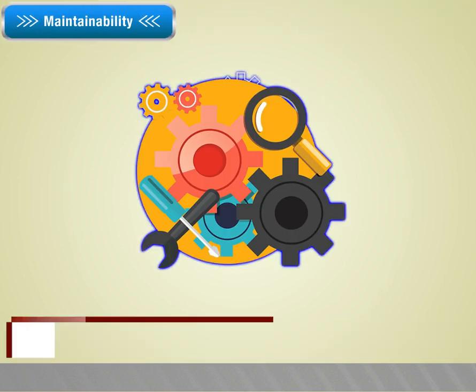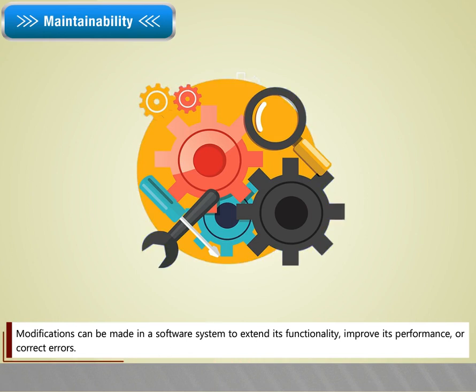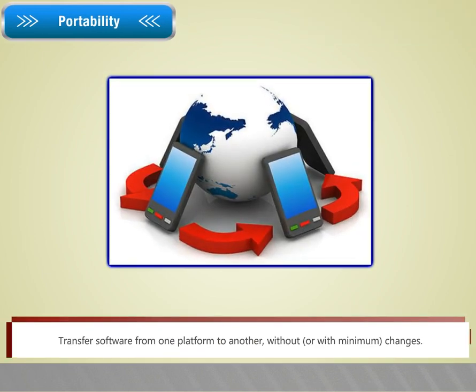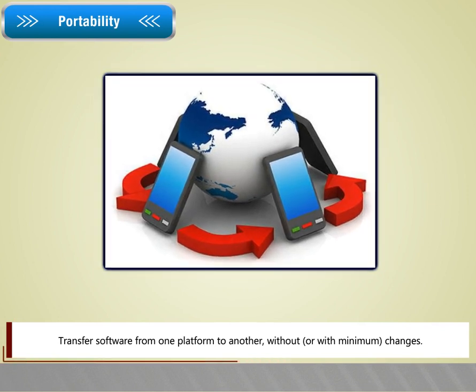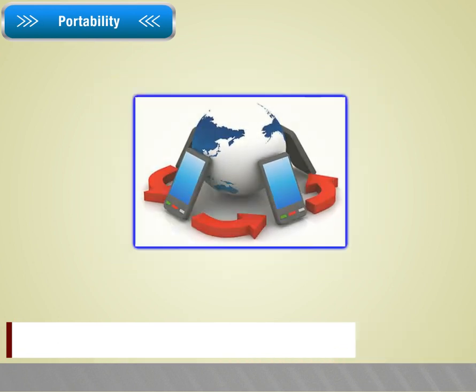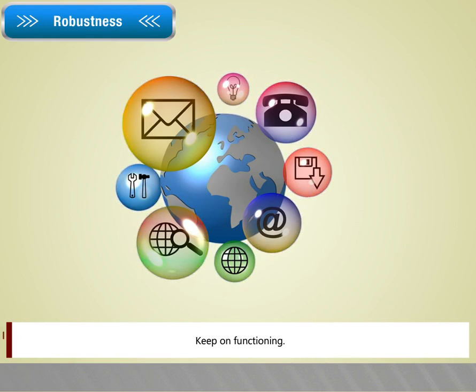Maintainability. Modifications can be made in a software system to extend its functionality, improve its performance, or correct errors. Portability. Transfer software from one platform to another without or with minimum changes. Robustness. Keep on functioning.